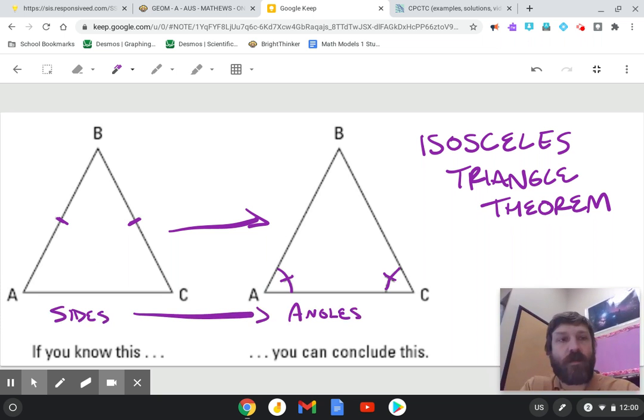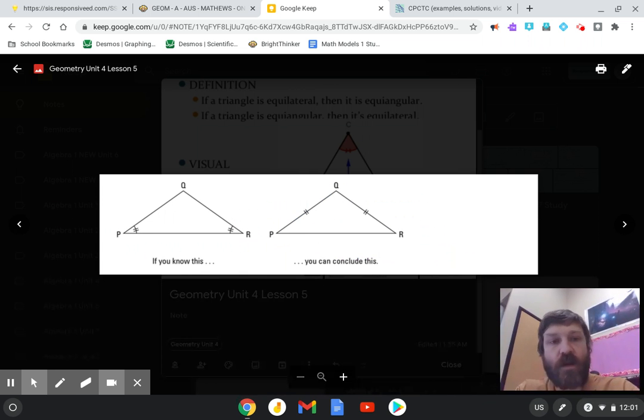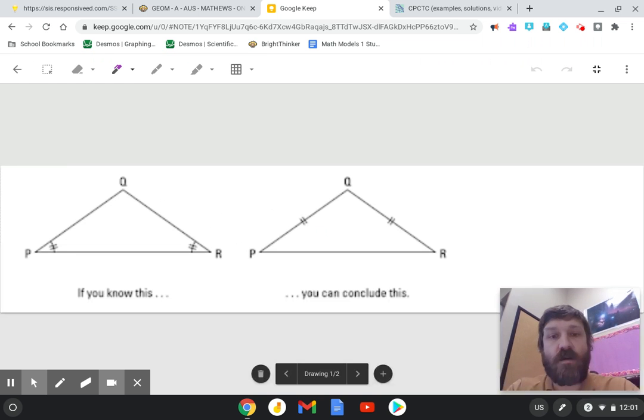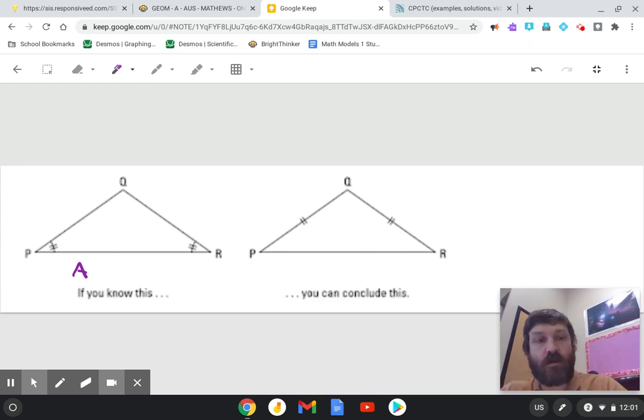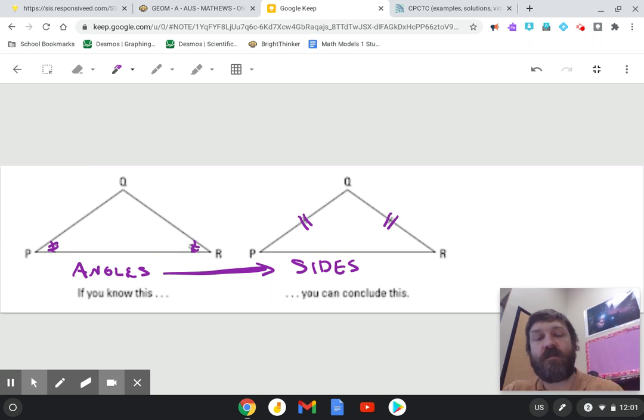Well, what about the other way? Well, there's a theorem for that as well. So if we know that, for instance, the angles are congruent, then we can prove that the sides are congruent. So again, if I know this angle and this angle are congruent to each other, then I know that this side and this side of this are congruent.